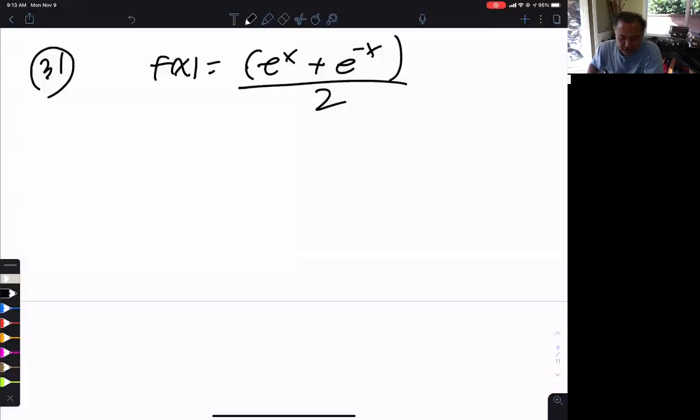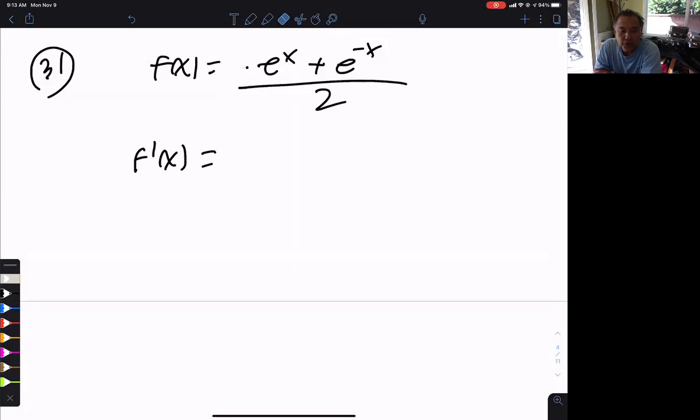So this is chapter 4, section 1, number 31. We are asked to find the critical points, so we need to take the derivative. So let's do the derivative. Now, we don't need the parentheses on top because those are implied when you have a fraction like this.